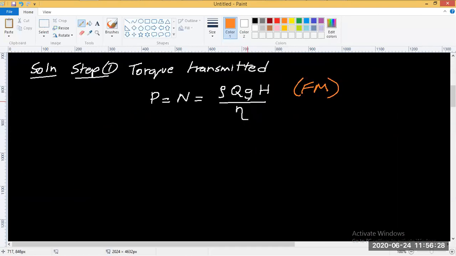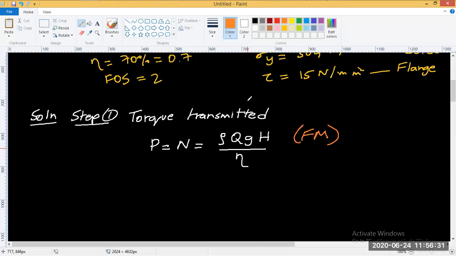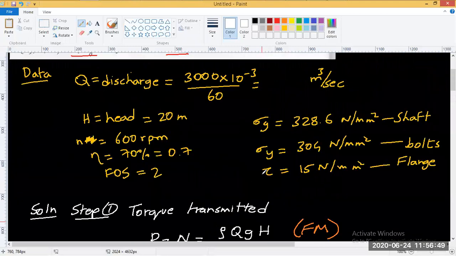The fluid here, I think, is water. Not given, but I'm guessing it is water. So let's take it as water and try to solve this. That will be rho. So density for water is 1000 kg per meter cube. Then this multiplied by Q. Q is the discharge. Discharge was 3000 liters per minute, so 3 meter cube divided by 60. This is giving us 0.05 meter cube per second.